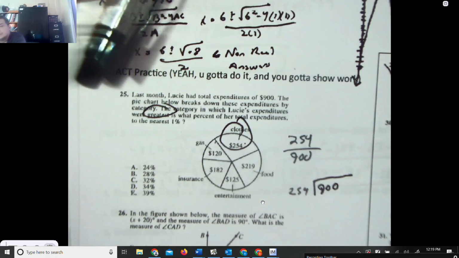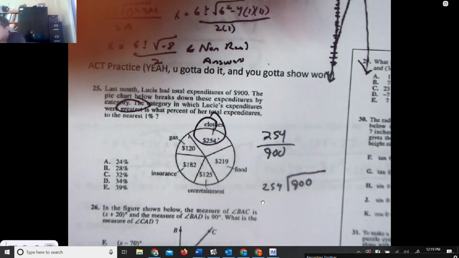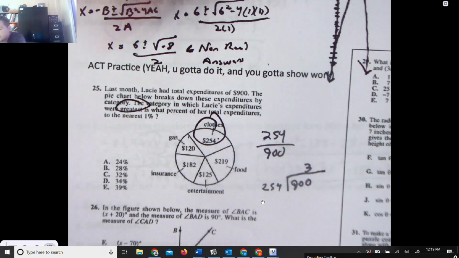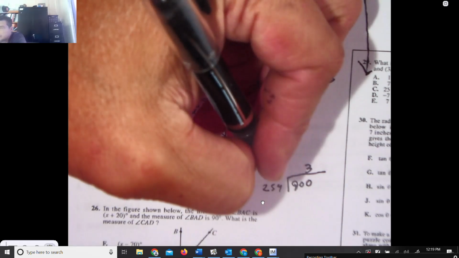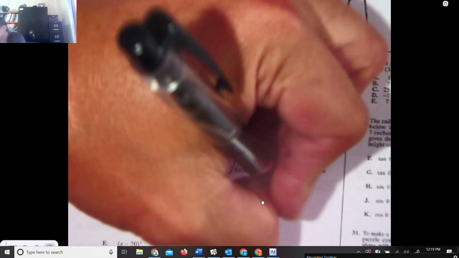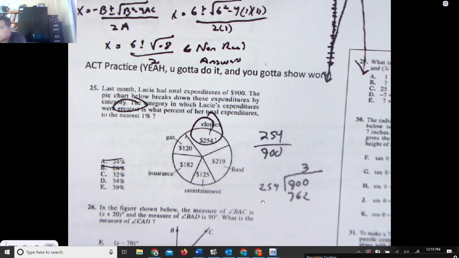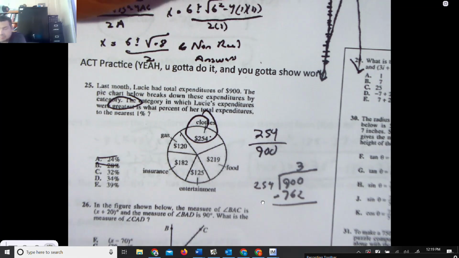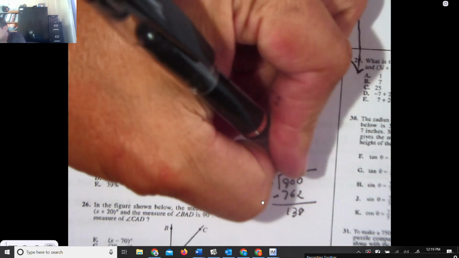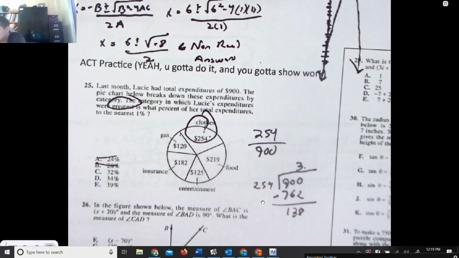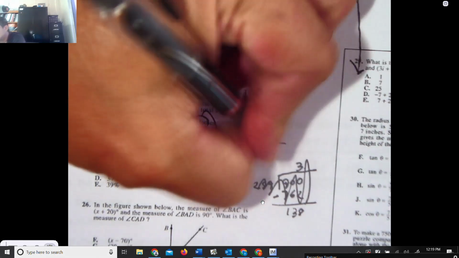Wouldn't kill you. 900, 254, 254 going into 900, what, 3 times? Right? So I've already narrowed it down to that and that. 3 times 254 is going to be 762? I think that's right. Seems reasonable. Going to do a little subtraction. Going to get 138. Going to have to carry the decimal there or whatever. I did that backwards, didn't I? Way to go, math teacher.